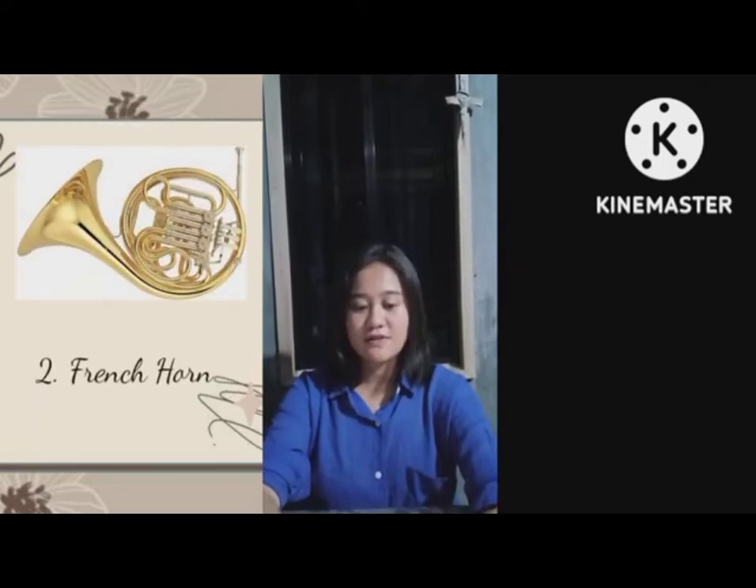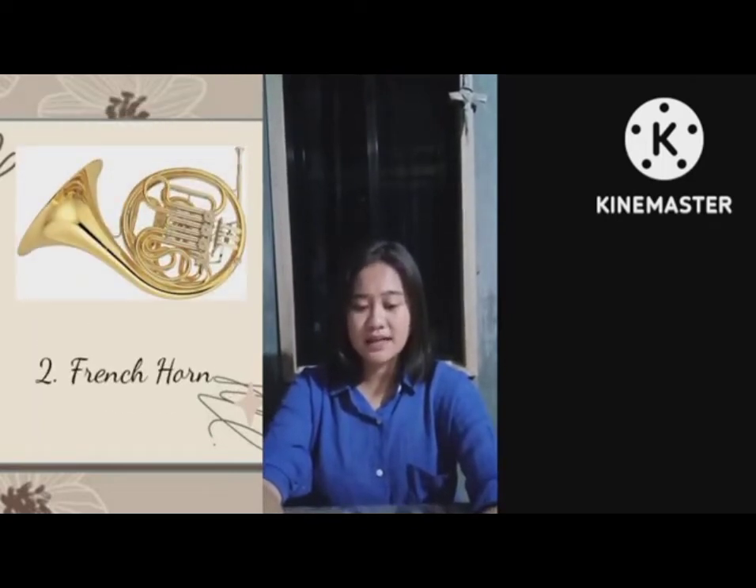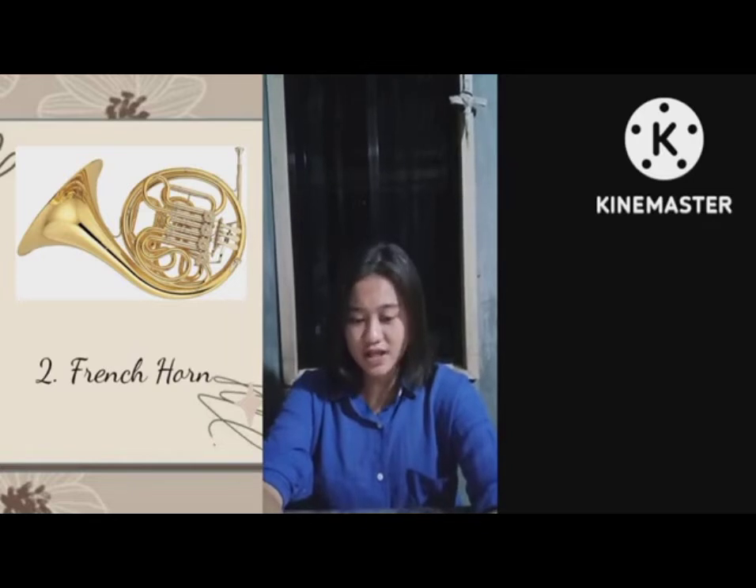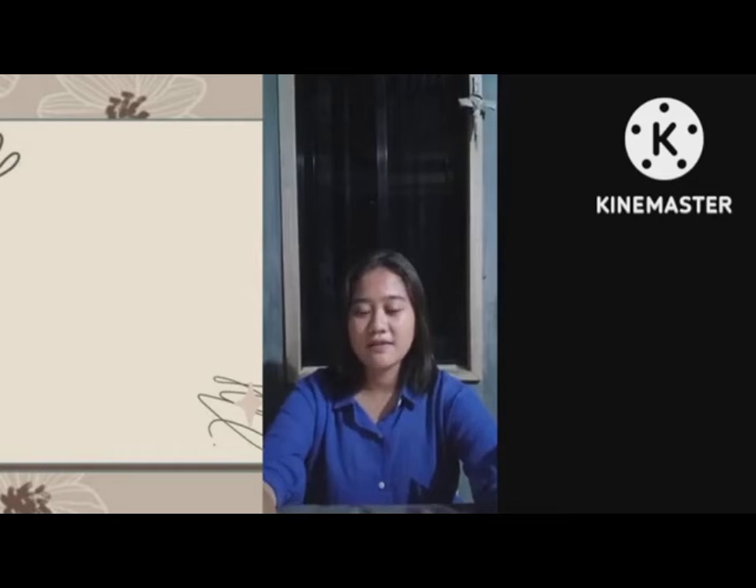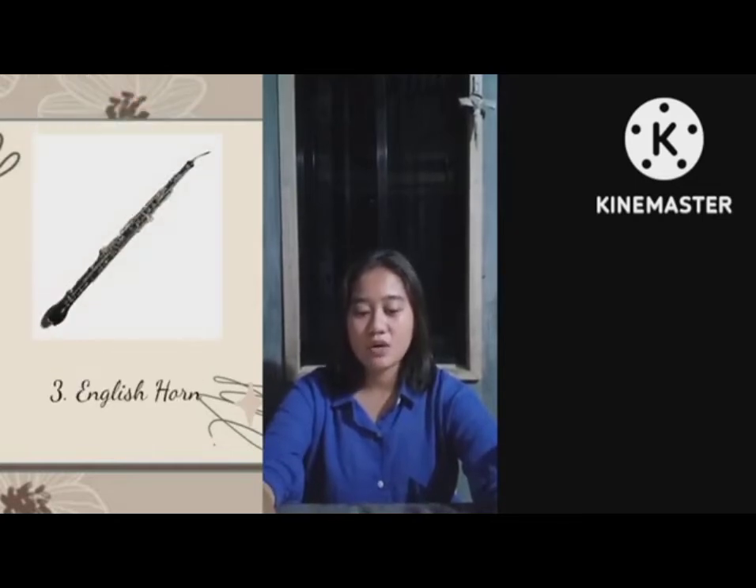Second is the French horn. Since the 1930s, known simply as the horn in professional music circles. It is a brass instrument made of about 12 to 13 feet of tubing wrapped into a coil with a flared bell. Third, we have English horn, or also known as cor anglais. It is a double reed woodwind instrument in the oboe family.